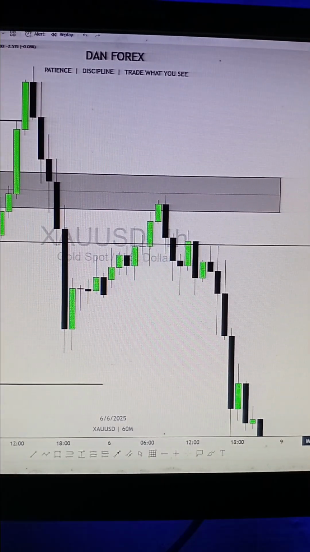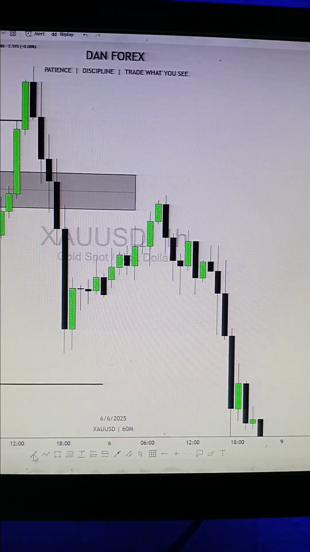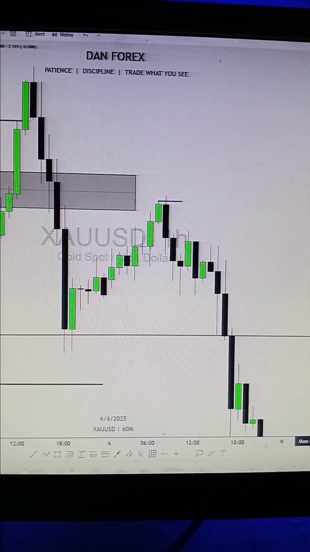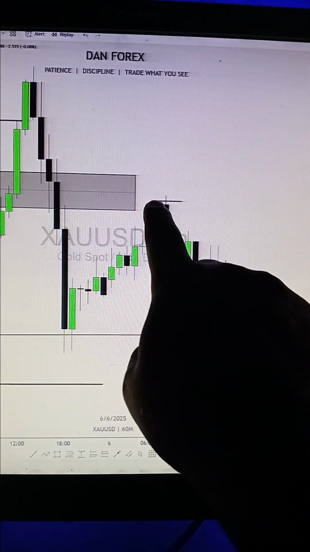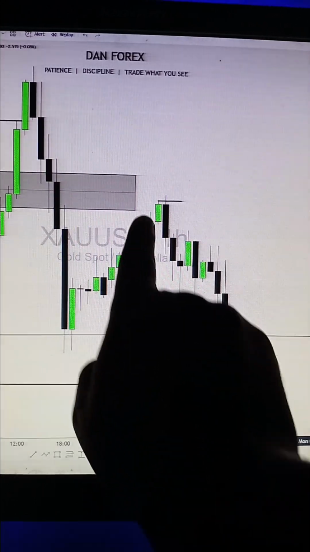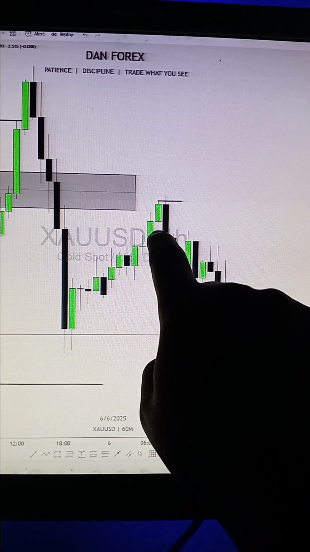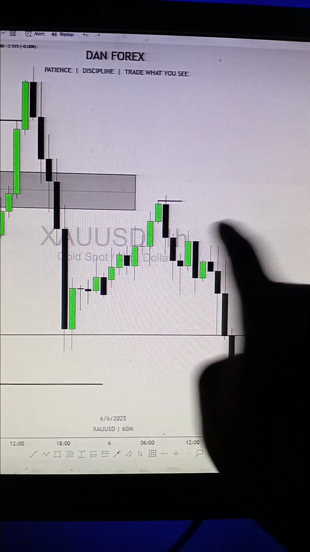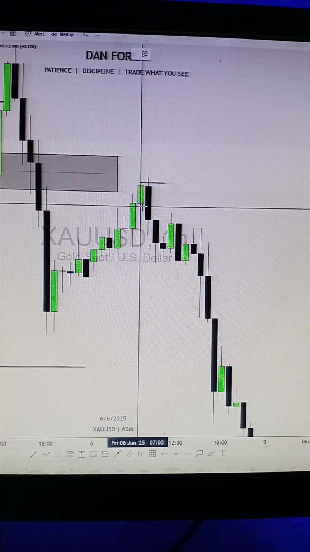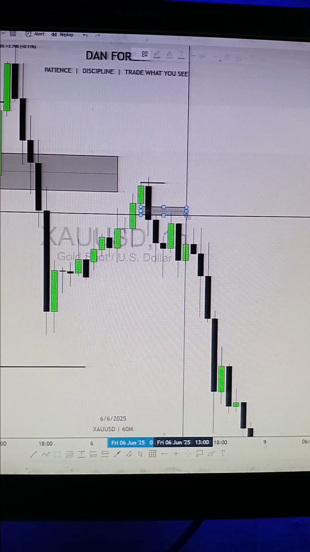So what was the confirmation? The only confirmation we saw was this: this high being taken out with this bearish engulfing candle, engulfing this candle, and leaving what? It left this fair value gap around that area. So number one, this fair value gap around this area was your first entry.